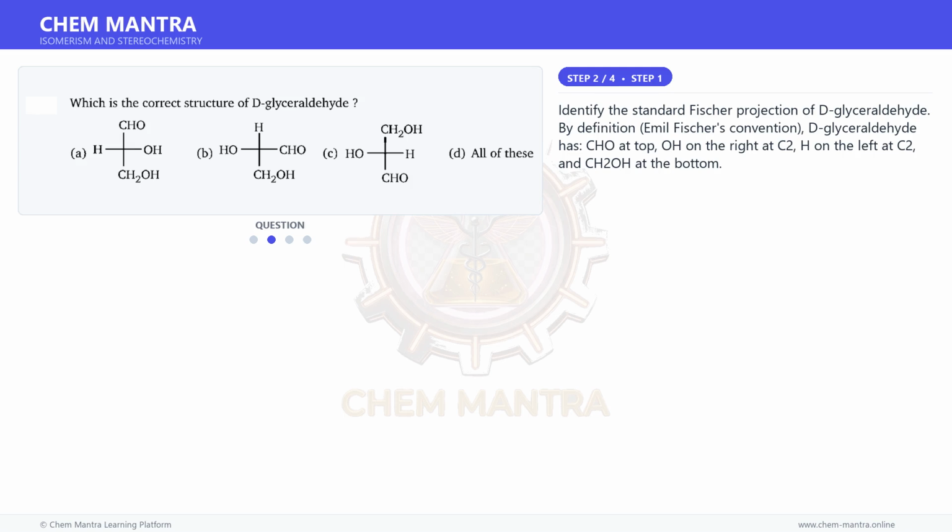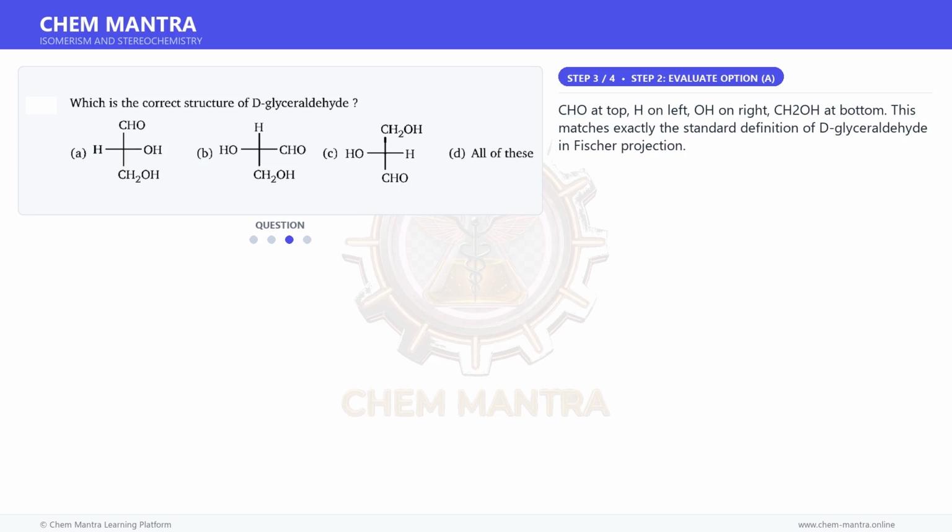Moving on to the next step. Identify the standard Fischer projection of D-glyceraldehyde. By definition, in Fischer's convention, D-glyceraldehyde has CHO at top, OH on the right at C2, H on the left at C2, and CH2OH at the bottom.